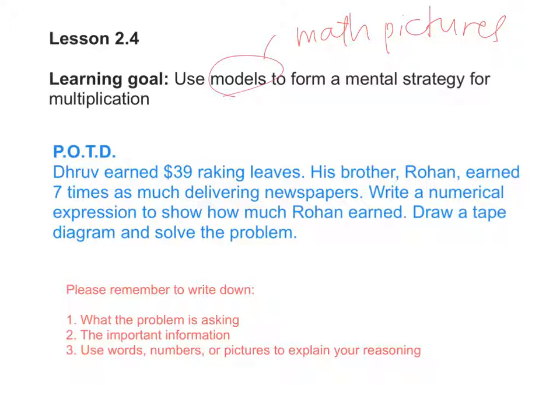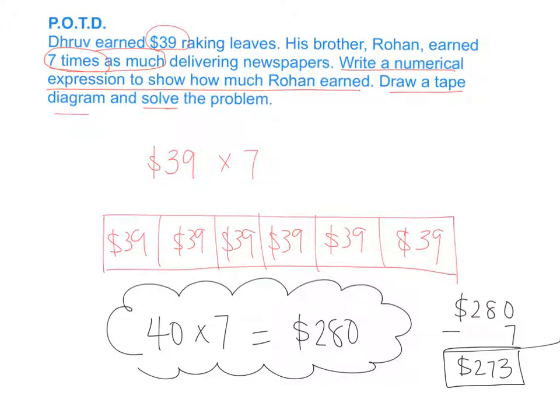When it says mental strategy, it doesn't mean do everything in your head. You need to draw the picture to show me what's going on in your head. Okay? Ben, you got that? Yeah. Great. Let's talk about the problem of the day.